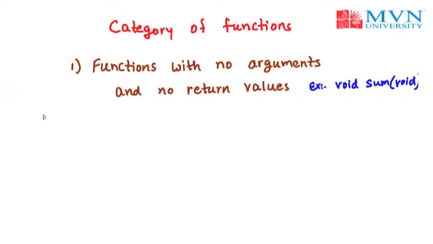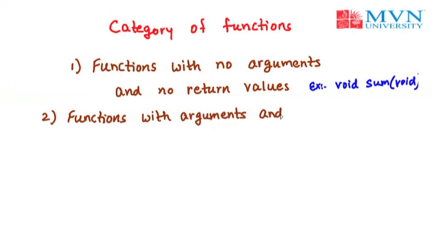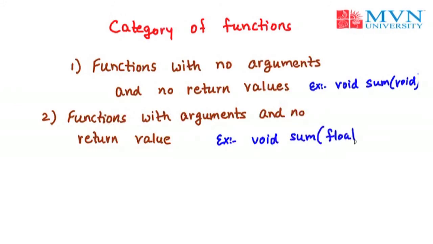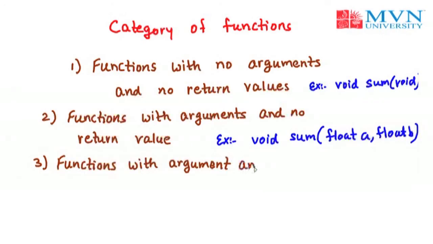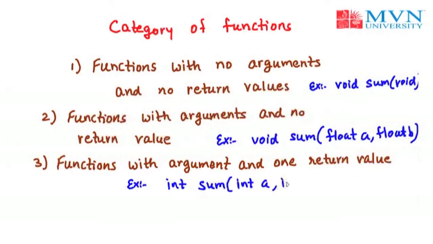The second category is functions with argument and no return value. Example: void. The void keyword is used when there is no return value of the function. Sum, and the arguments are, suppose, float a comma float b. The third category is functions with argument and one return value. Example: int sum int a comma int b.